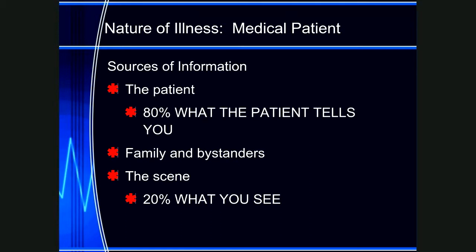Medical patient that is alert and conscious and talking to you. You're going to get 80% of what's going on from that patient. Frequently, the patient cannot specifically state what is wrong. Then the family or bystanders can be extremely helpful in providing information. But don't start with family and bystanders. If the patient's awake, alert, and conscious enough to talk to you, that's where we start.